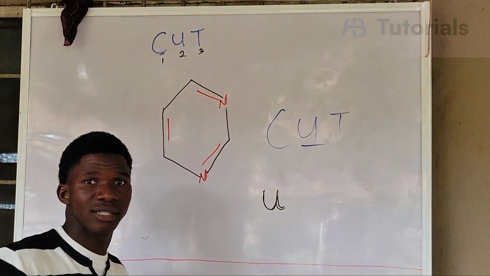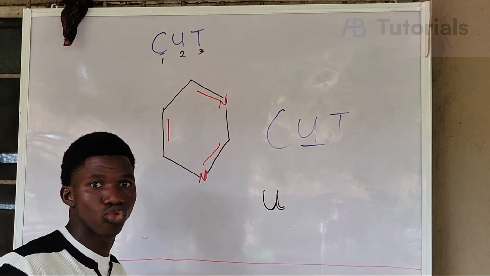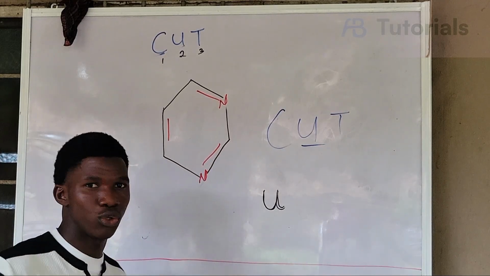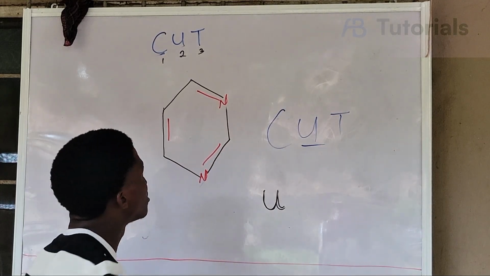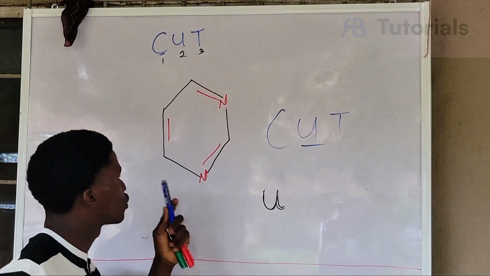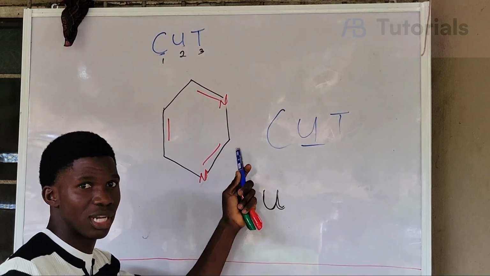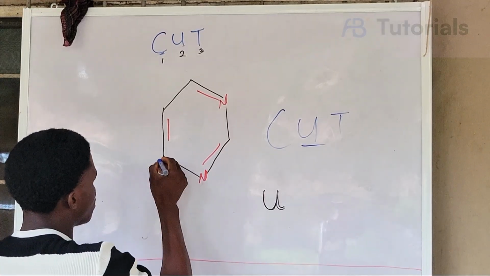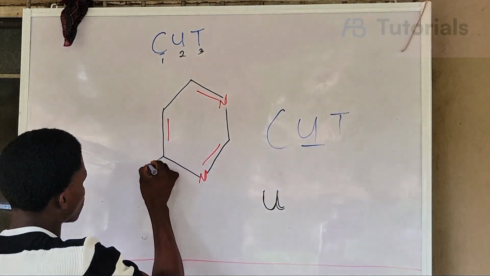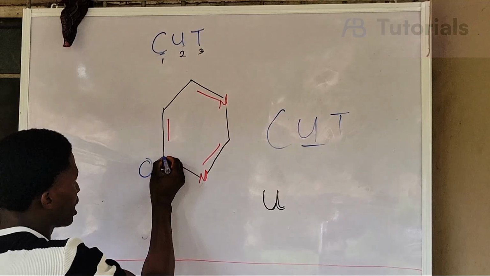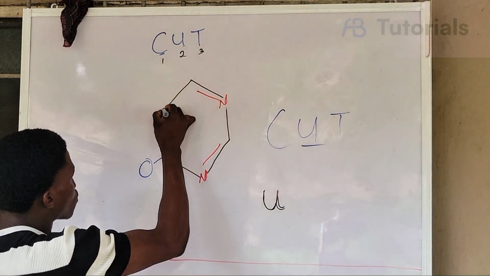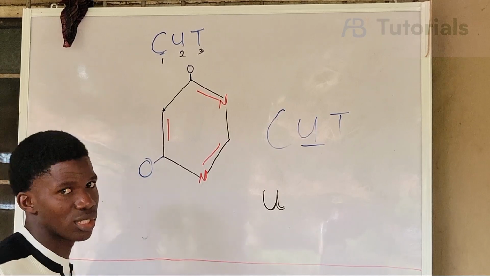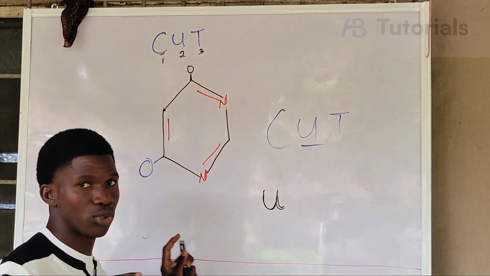So the next thing is adding 2 oxygens, one oxygen here and one oxygen on the other side. But where do you add the oxygen? It's still the same thing: 1, 2, 3. When you add the oxygen in a particular place, count 3, then you put the oxygen on the other side too. So I have an oxygen here, then I count 1, 2, 3, so an oxygen should be here. So this is the structure of our uracil.